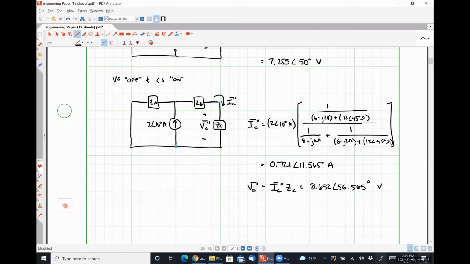and if you'll humor me for a moment, we would then know that VC, the quantity that we're actually looking for, is just VC prime plus VC double prime, which would be 15.882 with an angle of 53.571 degrees volts.